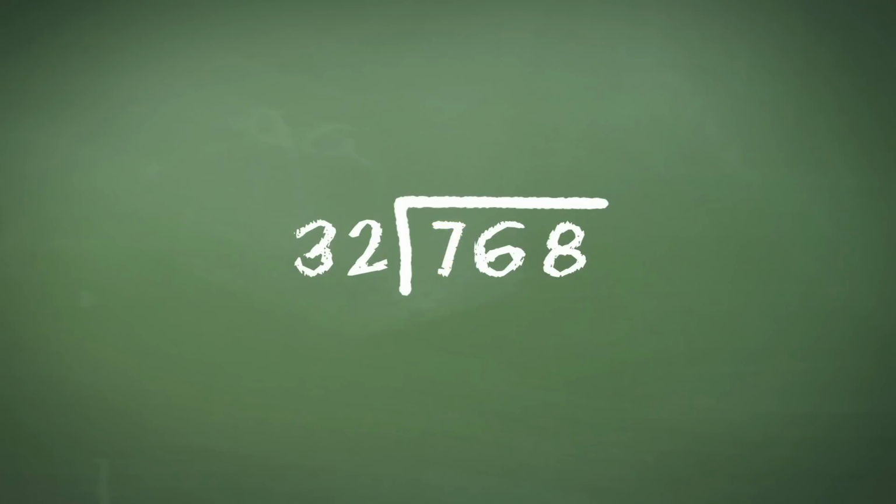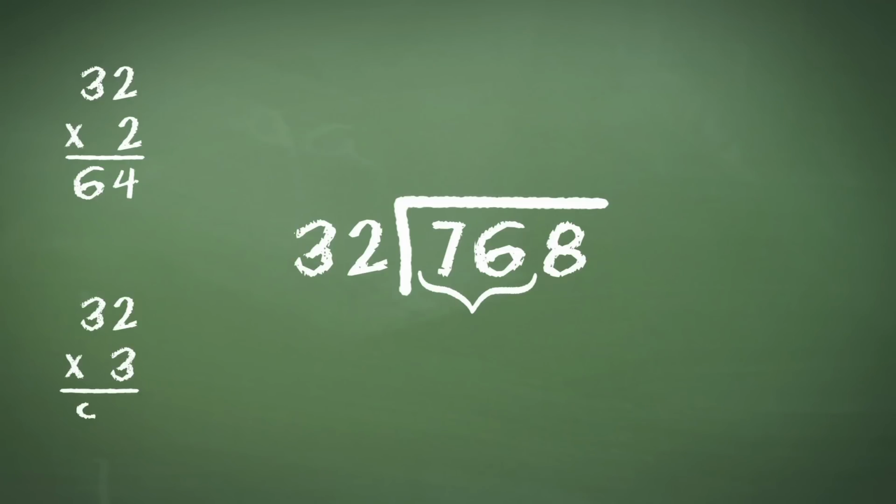Looking at the 7, we can see that 32 does not go into 7, so we move across to the tens column and look at the 76. The next step involves a bit of trial and error. Going up the 32 times table, we can see that 32 times 2 is 64, which is less than 76, and 32 times 3 is 96, which is higher than 76. Therefore, the highest number of times that 32 goes into 76 is twice.